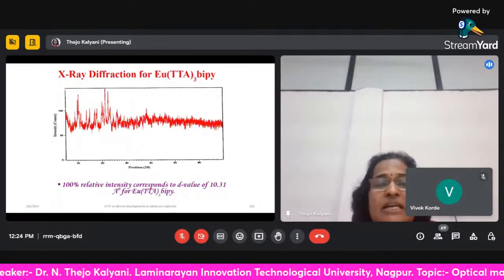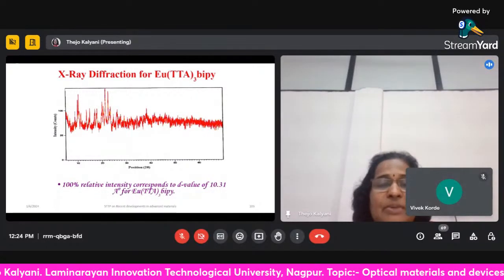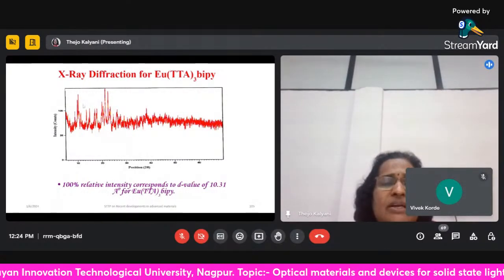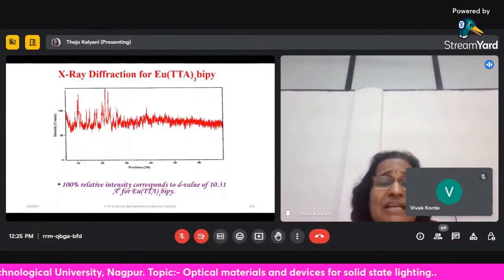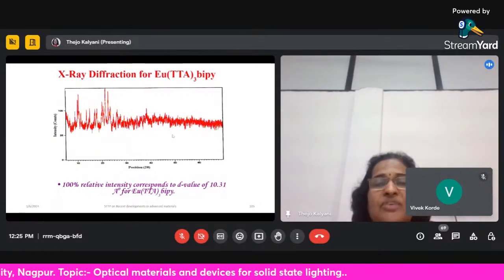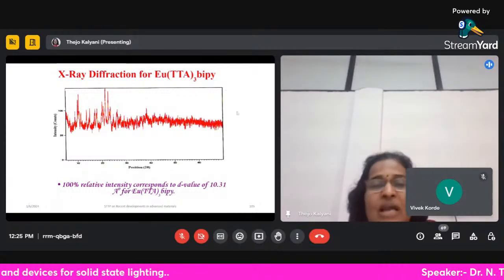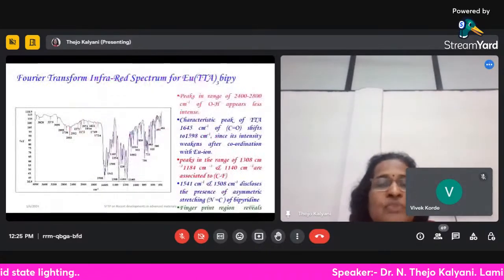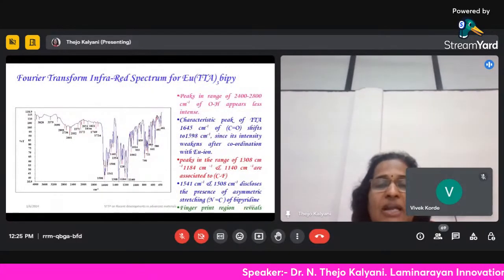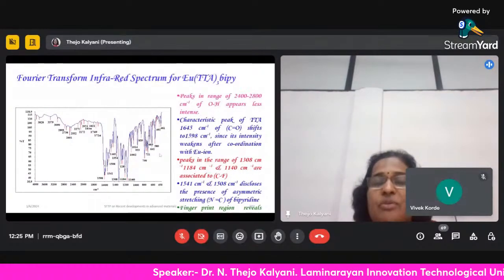And this is the XRD spectrum of that particular sample, the first sample. And you can see small peaks over here. So it's neither completely crystalline nor completely amorphous, because we have used a combination of organic and inorganic materials. And the same with the other complex also. And this is the FTIR spectra. And this FTIR spectra confirms the formation of the complex.